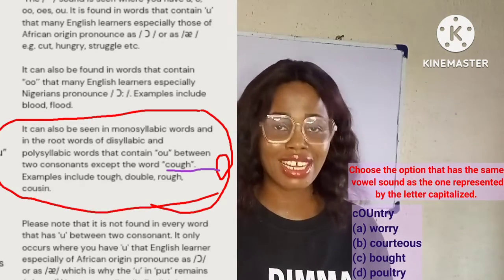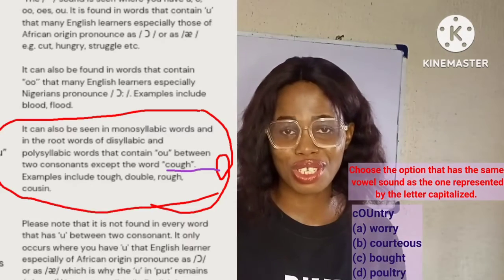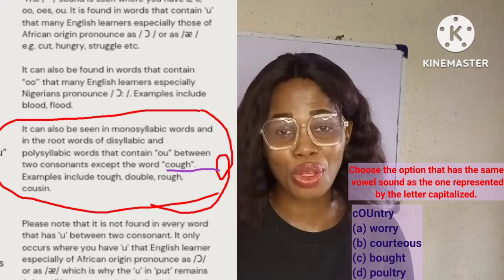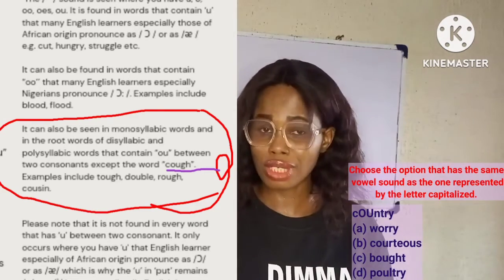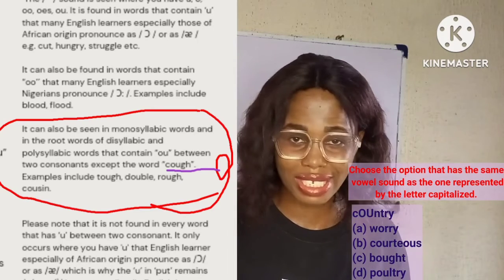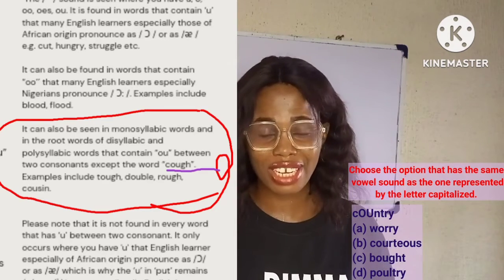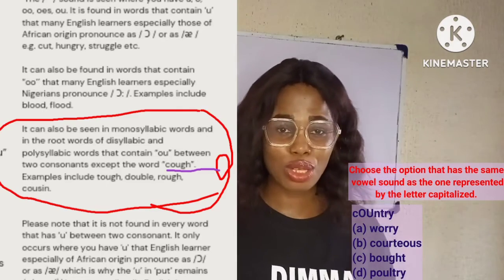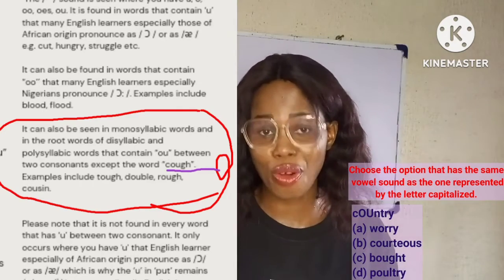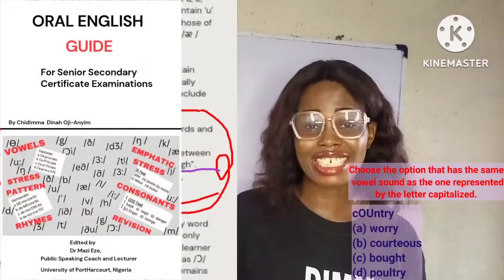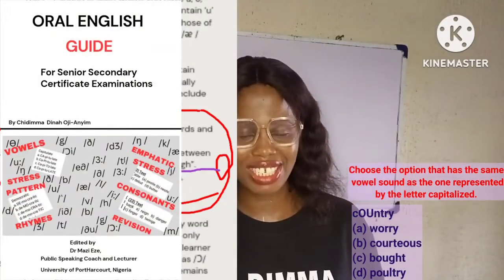Now, this word contains OU. Country contains OU between two consonants and is not the word cough, okay? So, despite having OU between two consonants, cough is not pronounced with the R sound, okay? It doesn't contain the R sound. It's pronounced with O, so it's pronounced cough, okay? According to the Oral English Guide for senior secondary certificate examinations, we should pronounce the OU as R, okay?